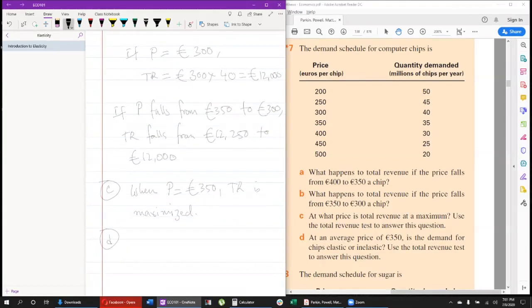Part D. Average price of 350. Is the demand for chips elastic or inelastic? Use the total revenue test to answer this question.